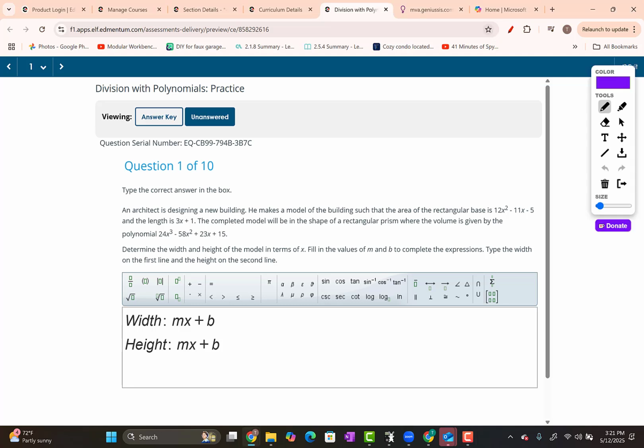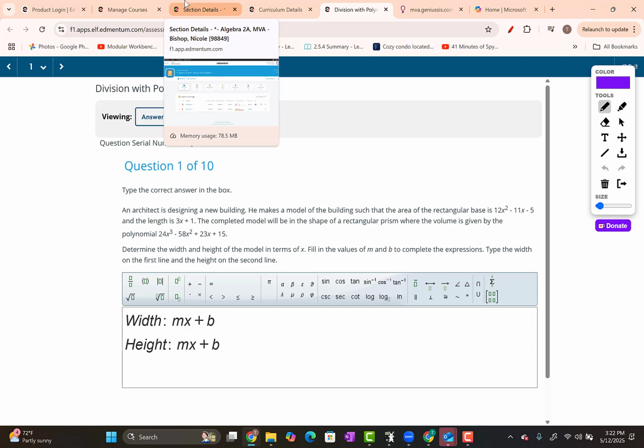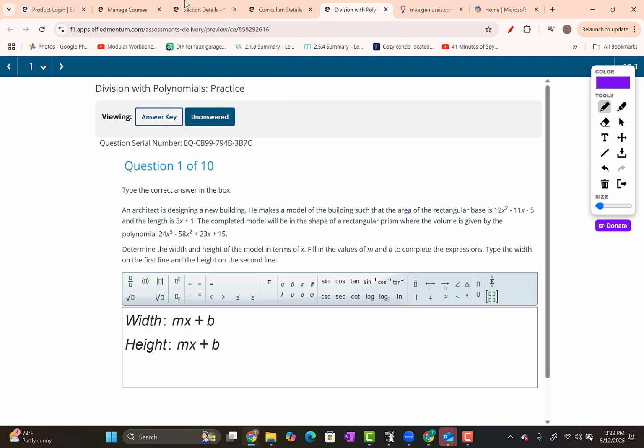Question 1. An architect is designing a new building. He makes a model of the building such that the area of the rectangular base is 12x squared minus 11x minus 5. And the length is 3x plus 1.